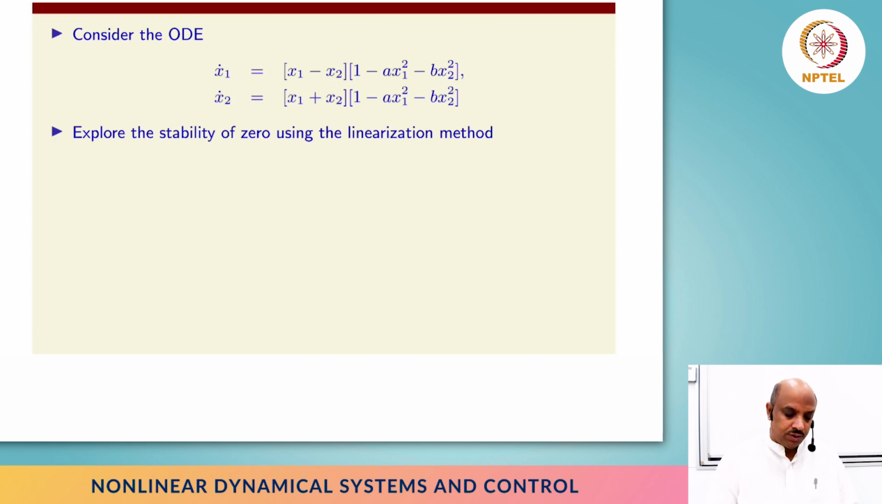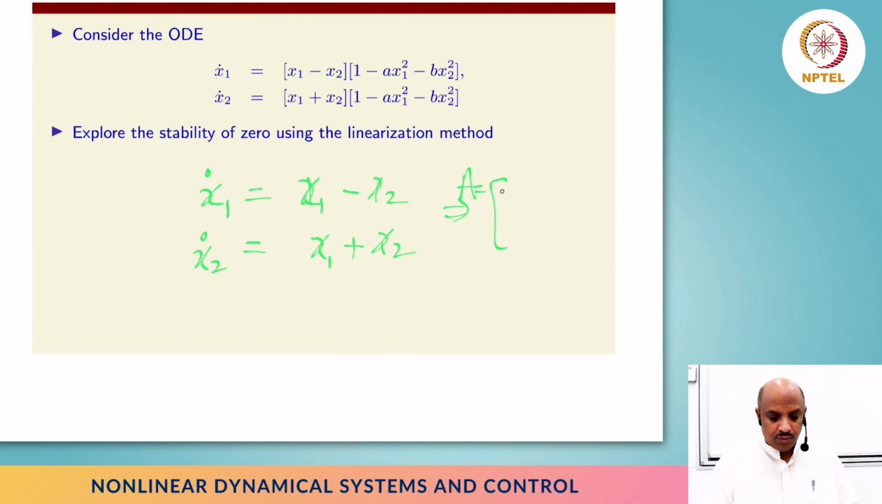And this is a case where we'll end up with x1 dot equals x1 minus x2, x2 dot is equal to x1 plus x2, and this implies the A matrix is going to be equal to 1 minus 1, 1 1. Is this stable? Definitely not. We'll end up with a positive eigenvalue, so this will actually produce instability.